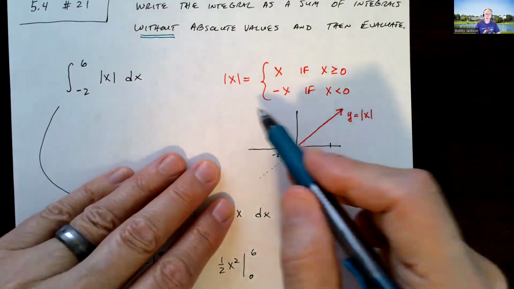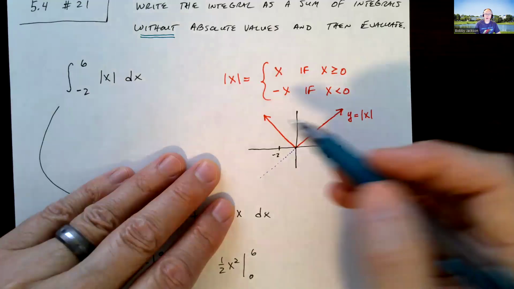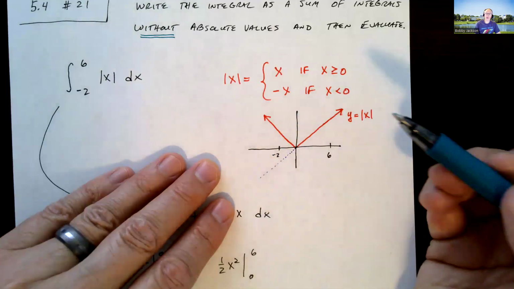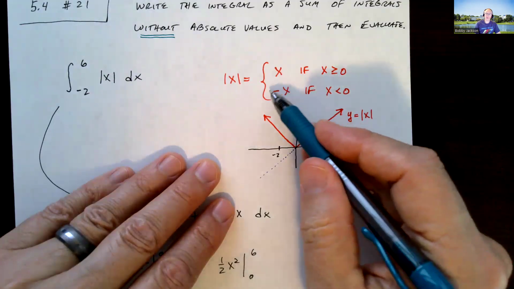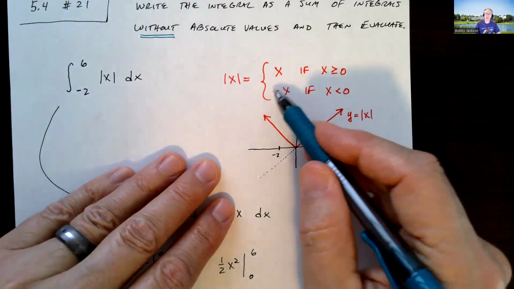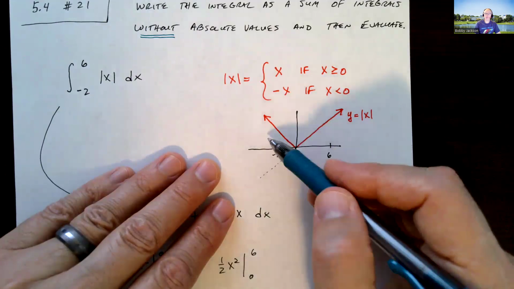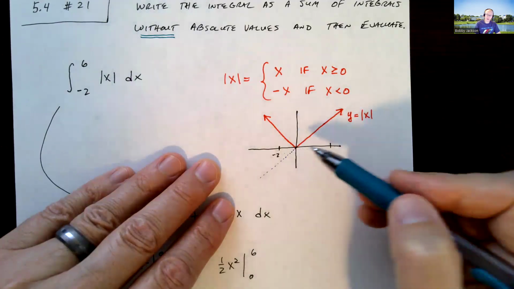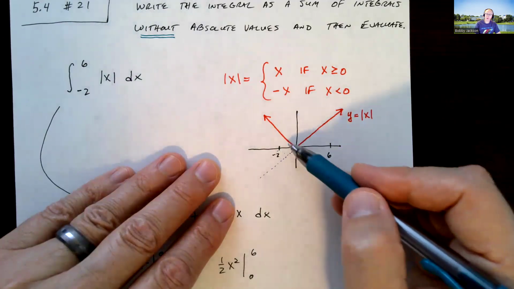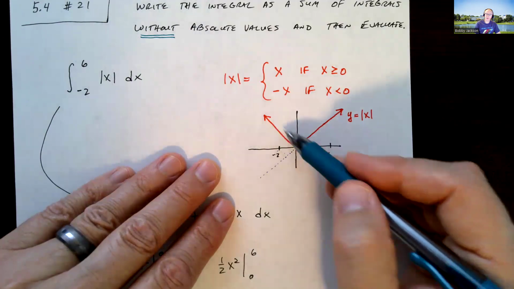Well, what if x is -3? The absolute value of -3 is +3. Absolute value of -2 is +2. So one way of thinking about that is we're basically multiplying by -1, right? If I multiply -3 by -1, I get +3. Multiply -2 by -1, I get +2. And that's how we're getting these values above the x-axis there.